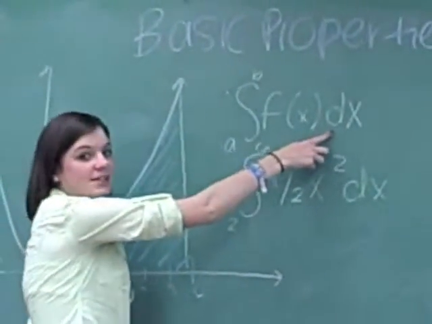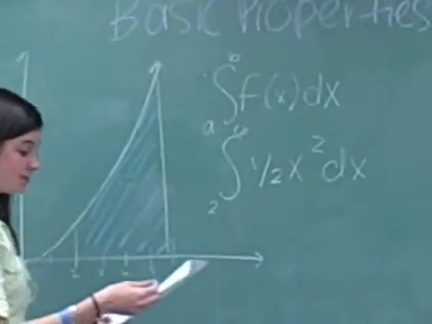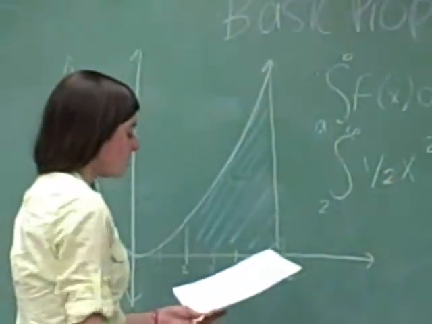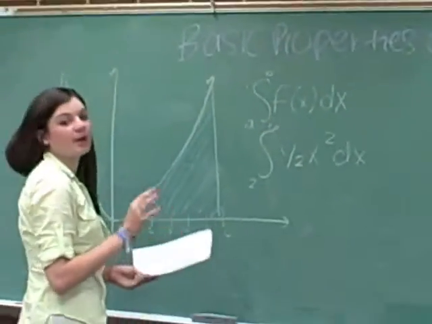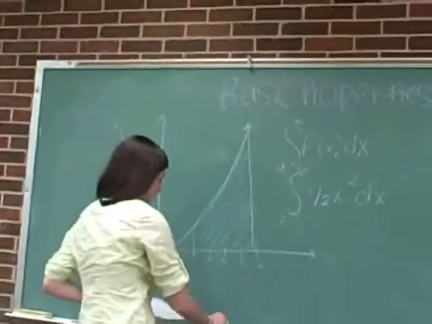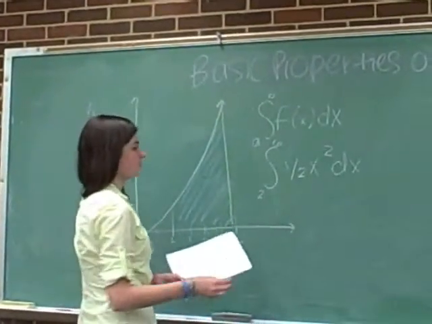Remember to put your dx there, because otherwise it's offensive notation, and you'll get points off on the AP. Okay? So there are two different ways you can do this. The way to do it by hand is to take the antiderivative, and of course you can do it in your calculator. But let's take the antiderivative first.